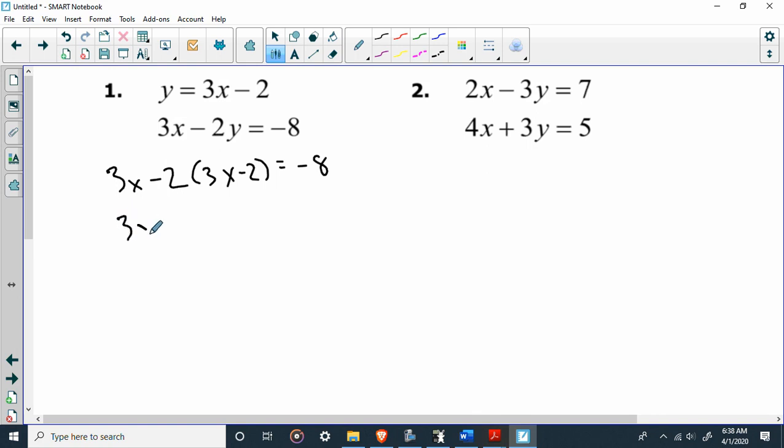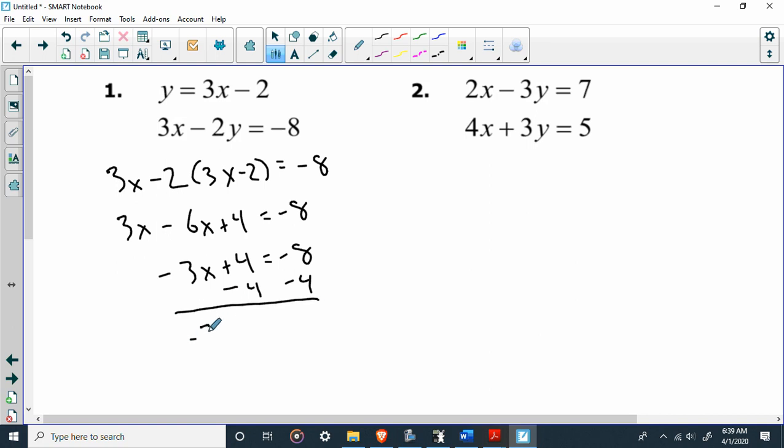You say 3x, and I'm going to distribute the negative 2. Negative 2 times 3x is negative 6x. Negative 2 times negative 2 is positive 4, and that equals negative 8. That was distribute. Then our next step was to simplify: 3x minus 6x is negative 3x. Good. And now let's balance. We're going to subtract 4 from both sides. Negative 3x equals negative 12. We'll divide by negative 3, and we'll find out that x is equal to 4.